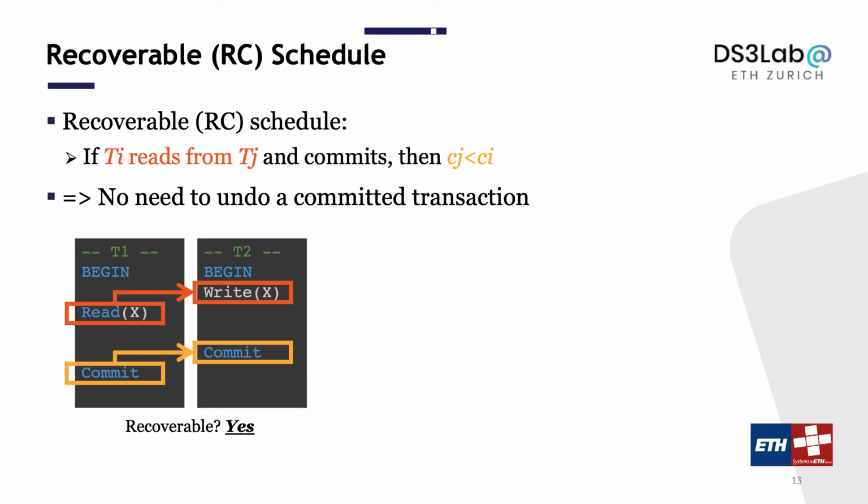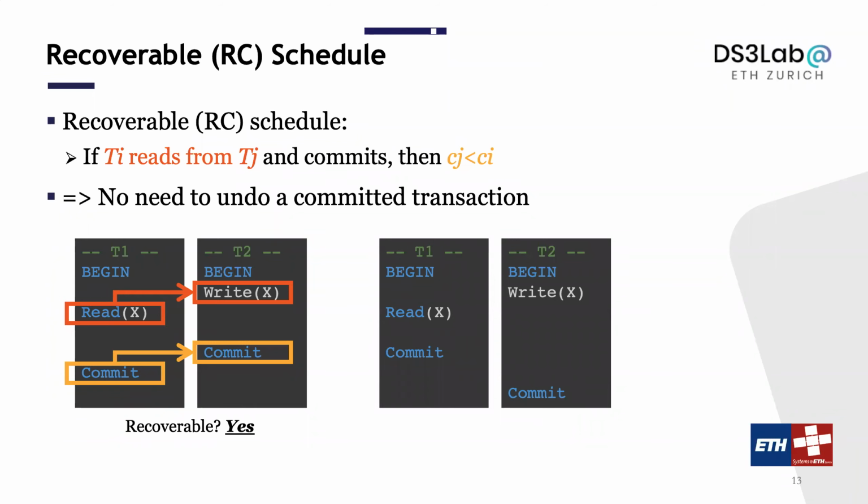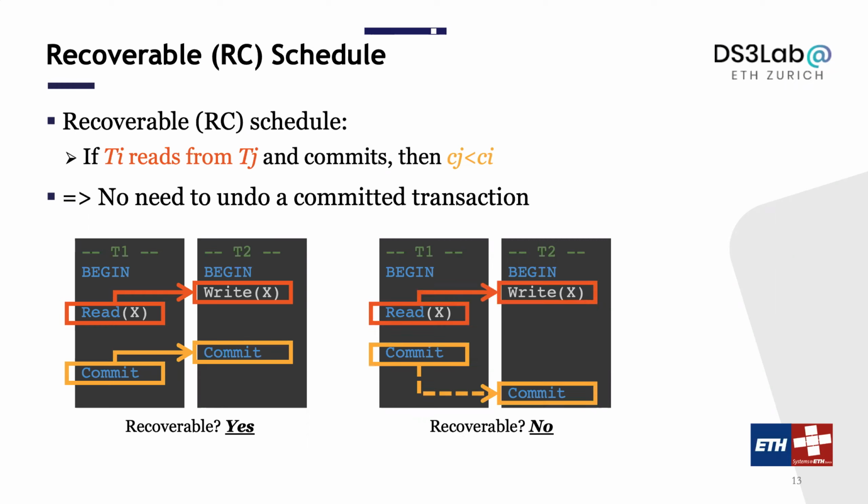So if all of the read-from relationships have this type of parallel structure, then this schedule is actually recoverable. To best understand what it's trying to capture, let's look at the other way around. What if I do not have this? What if I have T1 read from T2, however T2 commits after T1 commits? If you have one of these cases, then this schedule will not be in the recoverable family.